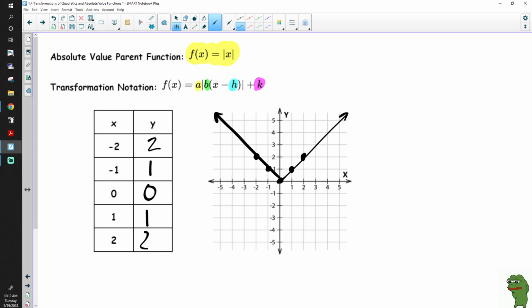Open it up. Make sure that table is in front of you because we'll be using it in just a second. Page 13.